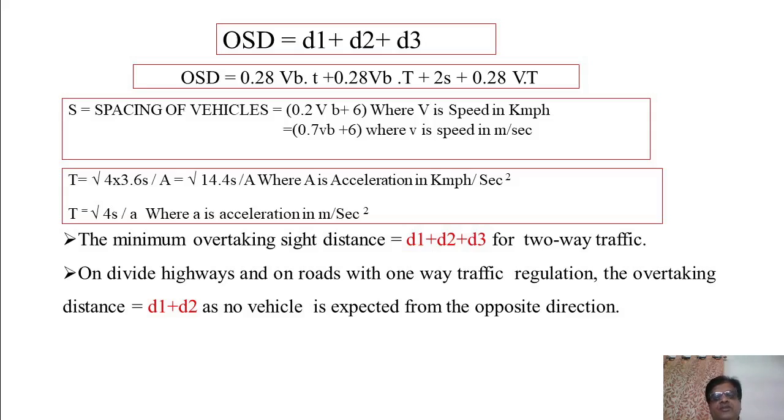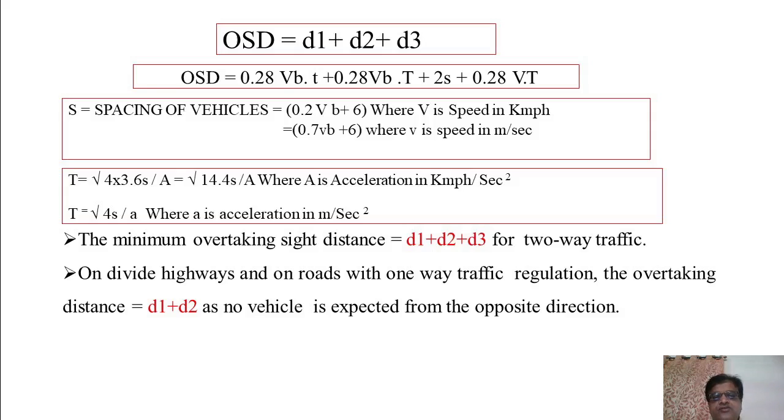So d1, that is velocity into time taken, is 0.28 vb into t, plus d2, 0.28 vb into T plus 2s, plus d3, 0.28 into v into T. Here there are two unknowns, one is capital T, another one is s. So s, that is the spacing of the vehicles, is calculated by using the formula 0.2 vb plus 6, where 6 is the wheelbase. In the previous class I told that the wheelbase will have a length of 6 meter.